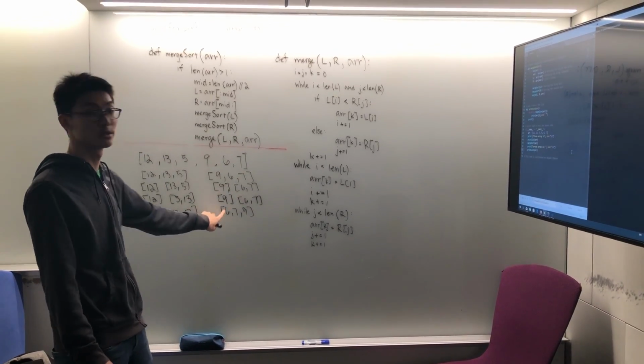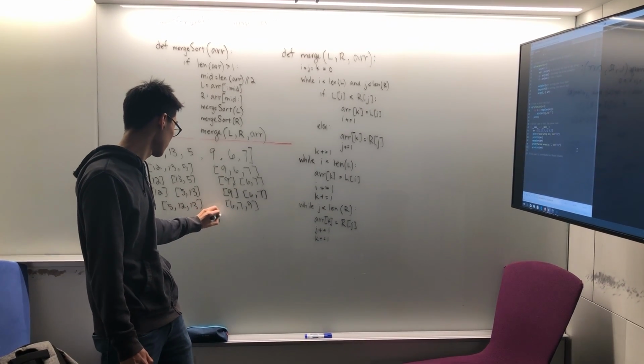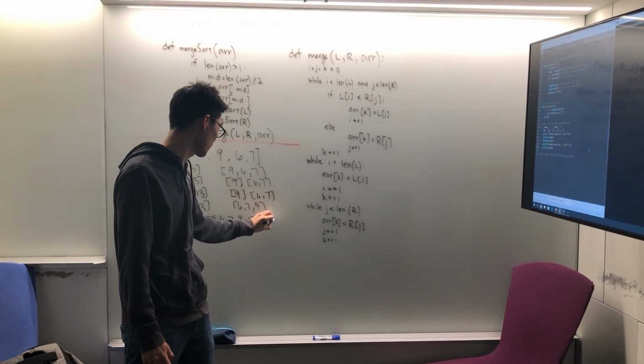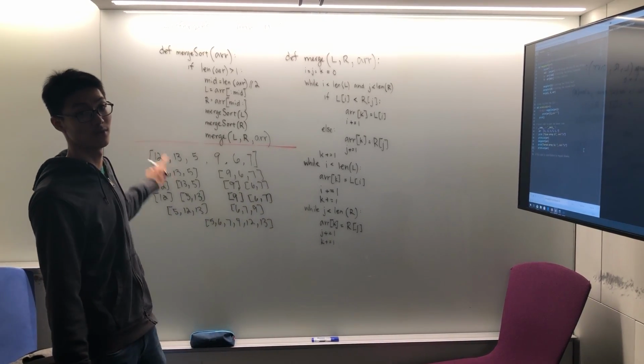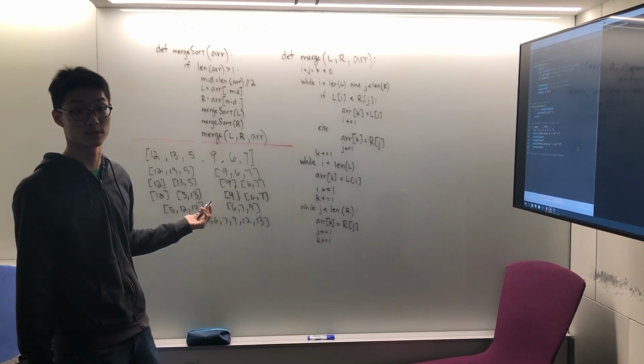And then finally we could merge these two halves, and we get 5, 6, 7, 9, 12, and 13, which is the sorted version of the thing that we started with. And so this is kind of the process that MergeSort will take us through.